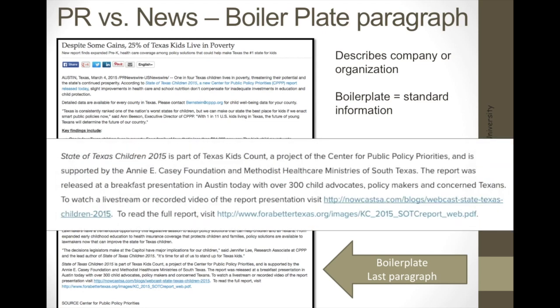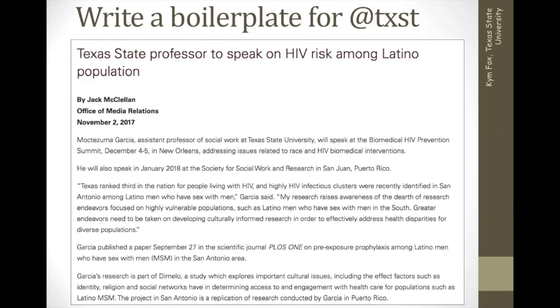State of Texas Children 2015 is part of the Texas Kids Count, a project of the Center for Public Policy Priorities, et cetera, et cetera. It goes on to explain that, and then has also some links to content or more information to read the full report. So if you were going to write a boilerplate for Texas State University, what would you put in it?